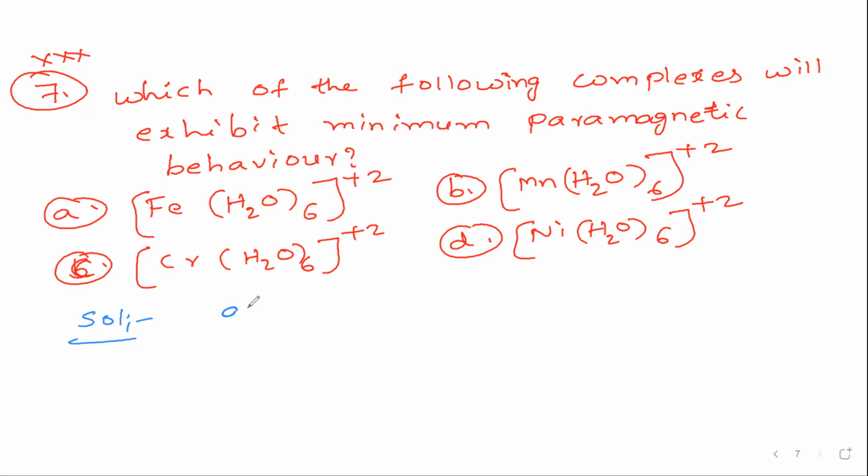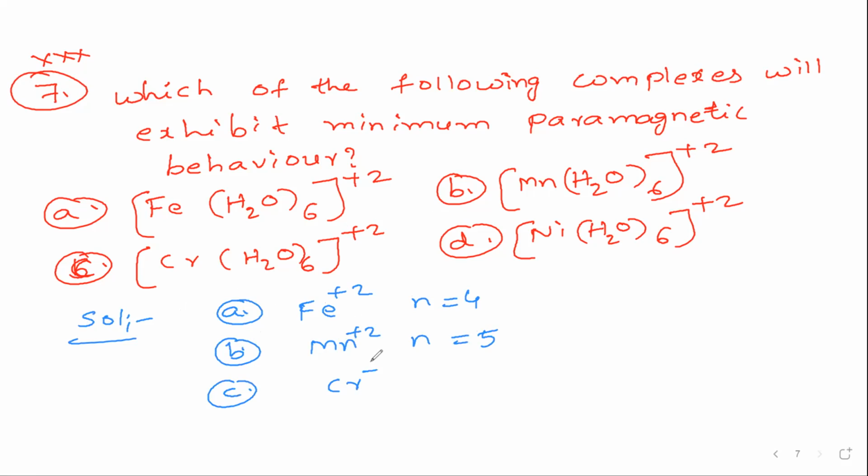In the first case, option A, iron +2 state, so n is equal to 4. Second case, option B, manganese +2 state, so n is equal to 5. Third case, chromium +2 state, since water is a weak field ligand and it is not contributing any electrons, so n is equal to 4. And finally nickel in +2 state, the number of unpaired electrons is equal to 2.